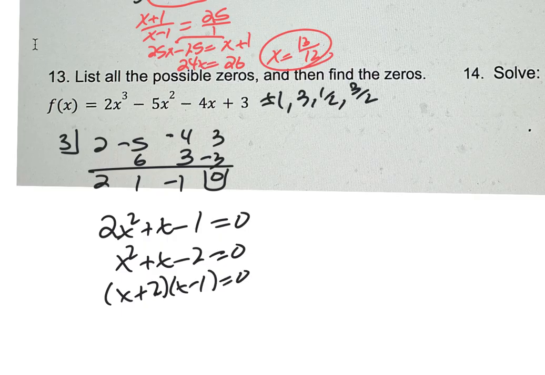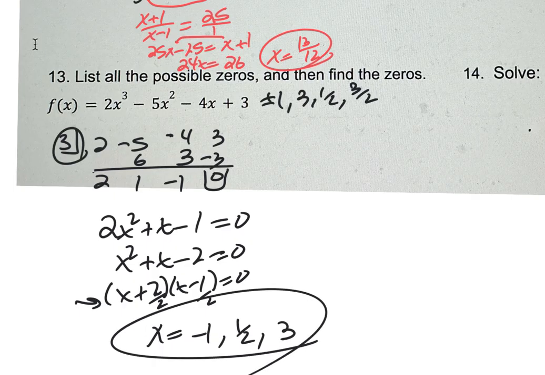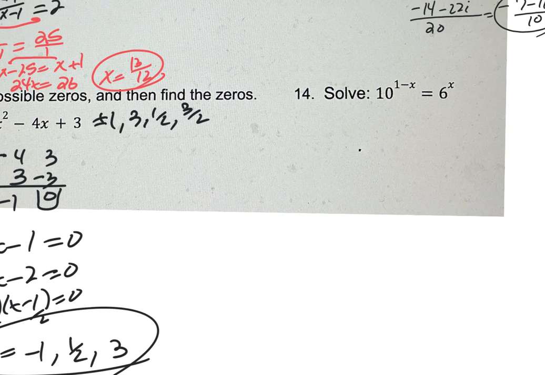Don't forget to divide. Okay, divide. So here's my answers. The first parentheses would be negative 1. The second parentheses is 1/2. Don't forget the answer we found first was 3. Should get 3 zeros there. Looks good.